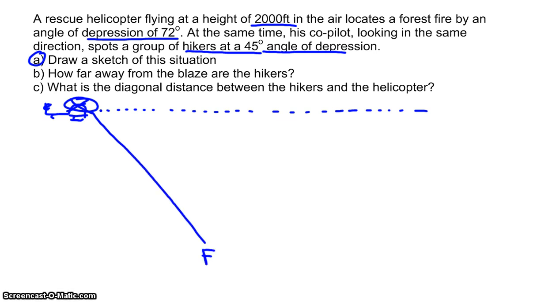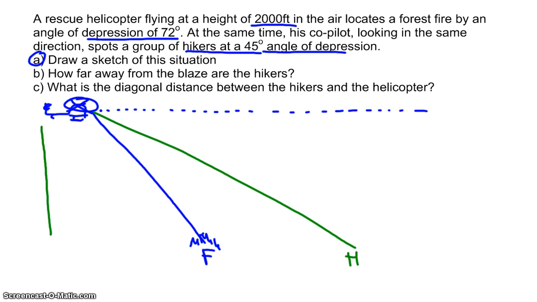I'll designate that with F. See, isn't that a cool fire? Okay, so he spots this fire. His co-pilot at the same time, looking at an angle of 45 degrees, spots a group of hikers. Now, we'll remember that they gave us the information that this helicopter is 2,000 feet above the ground. Now, we don't know exactly how far apart the fire is from the hikers or how far the helicopter is from the hikers or the fire.